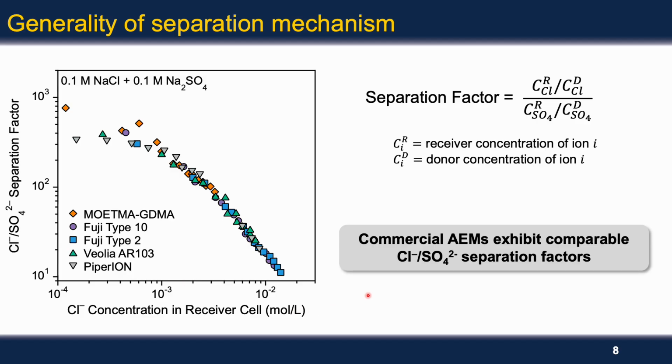The reason for this is that the concentration gradient of sulfate changes rapidly as the chloride concentration in the receiver cell increases, and this decreases the separation factor via this mechanism. What's interesting here is that all of the results collapsed on a single curve, and this indicates that the chemistry of the polymer or the water content and fixed charge concentrations are not very important for the separation factor.